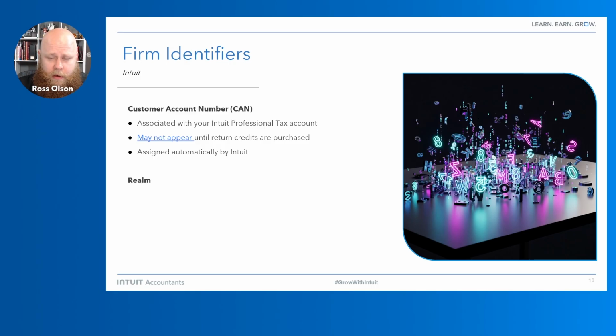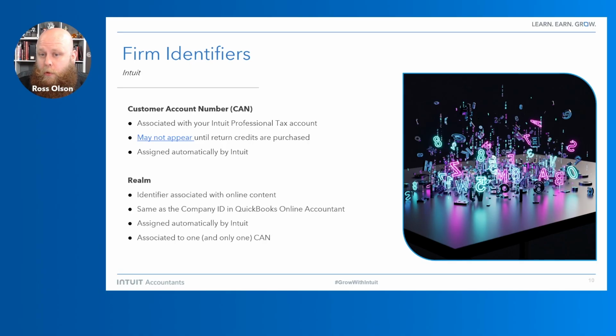Another identity or identifier for your firm as far as Intuit's concerned is your realm. Your realm is also known as your QuickBooks company ID over in QuickBooks Online Accountant. And keep that in mind as you're getting things set up: your QuickBooks Online Accountant account is connected. It's the same platform as Intuit ProConnect Tax. So in essence, you will share your realm or company ID across ProConnect Tax and the connected QuickBooks Online Accountant profile or account that is set up there. So that information will be shared across.